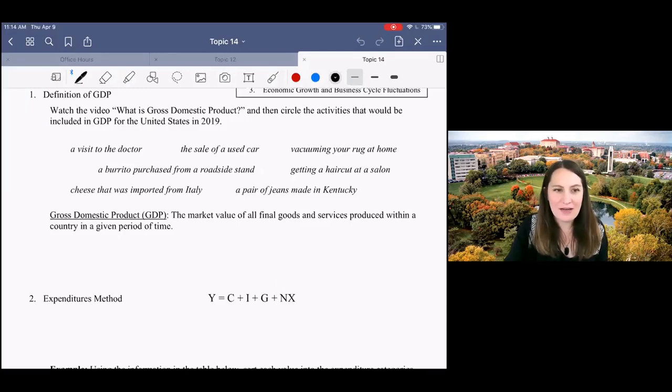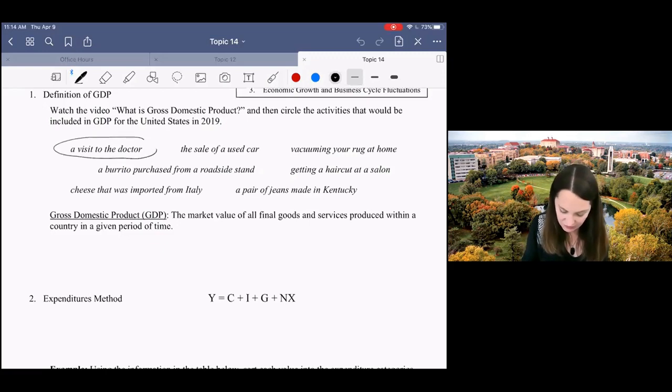Now that you've watched the video, let's go through these examples. Which of these is going to be counted in gross domestic product? In order to be counted, it has to be a final good or service produced within the calendar year of the calculation, and it has to be sold to a consumer. So the government has to be able to observe this sale. So a visit to a doctor would count.